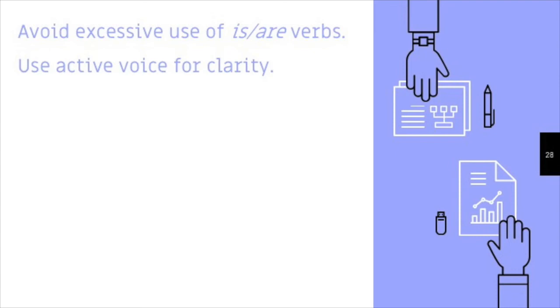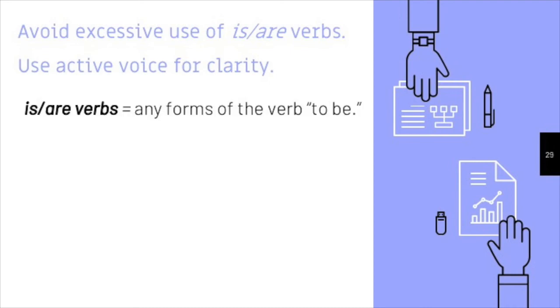The problem with what the book calls is-are verbs, in other words, forms of the verb to be, is that even though they're verbs, they don't offer any action in the sentence. Is-are verbs make statements rather than portray action. There's a big difference between saying, "There is a button you should push," and "Push the button."